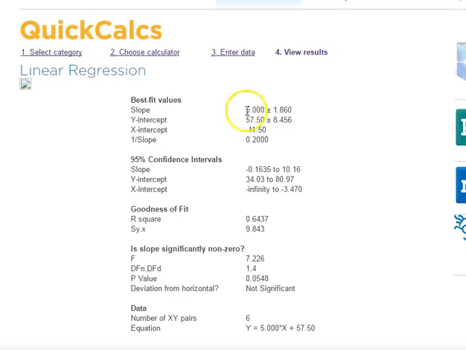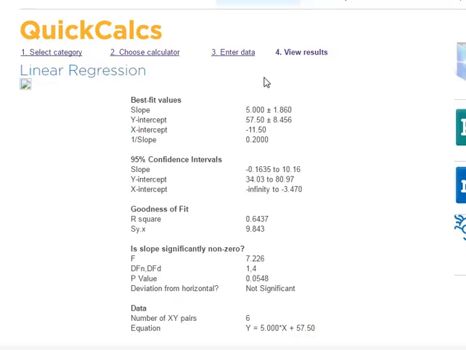So here's my slope, and my slope is 5. I'm going to write that down: m equals 5. Just use the slope as 5. Don't worry about the plus or minus 1.86. And then the y-intercept, I'm going to copy that down. It's given to us as 57.5. Don't worry about the plus or minus 8.4. Just copy down that 57.5.